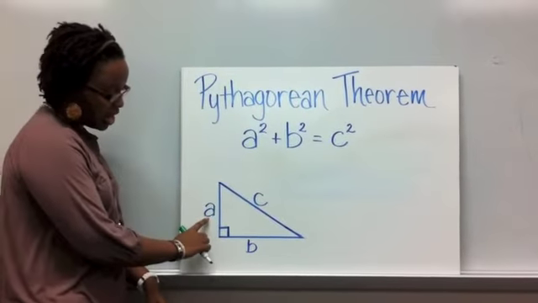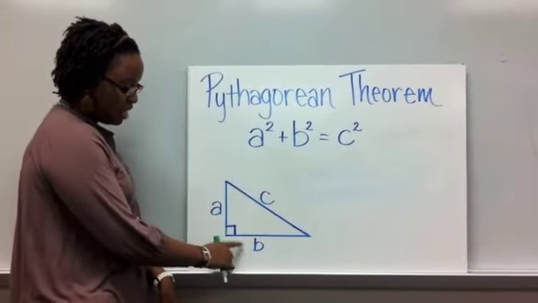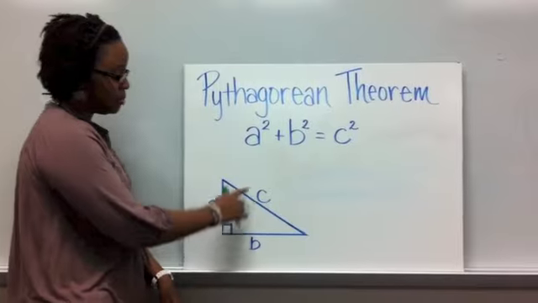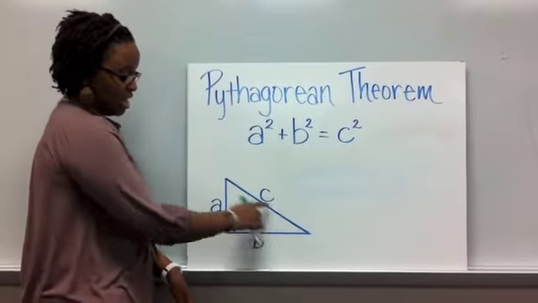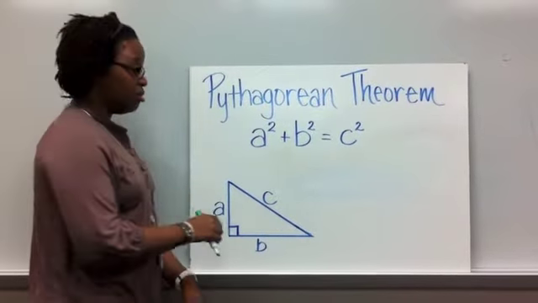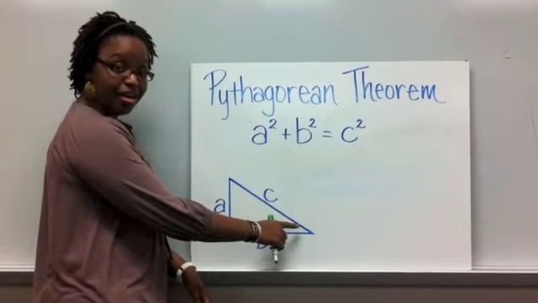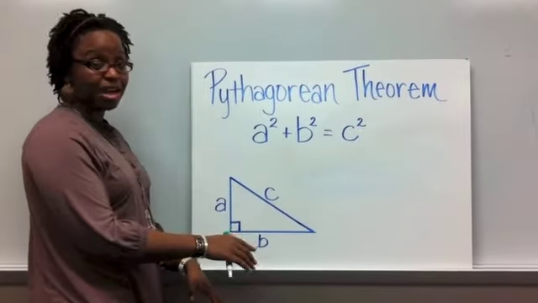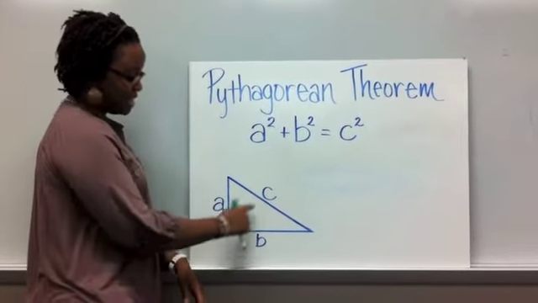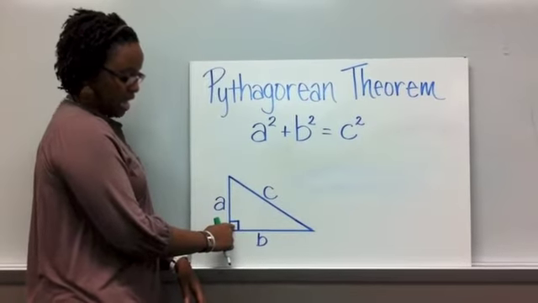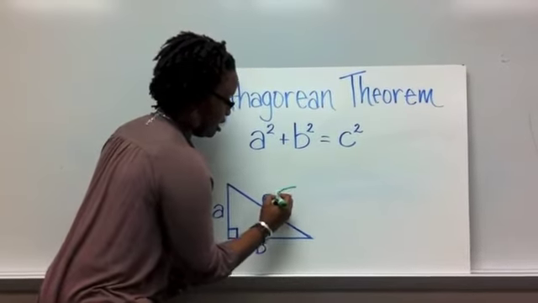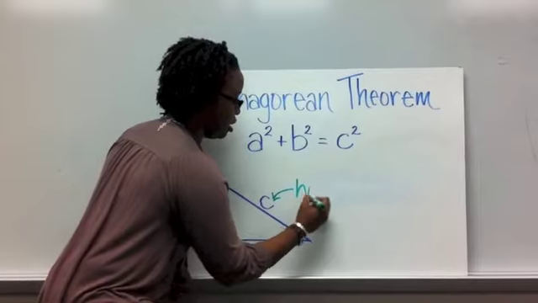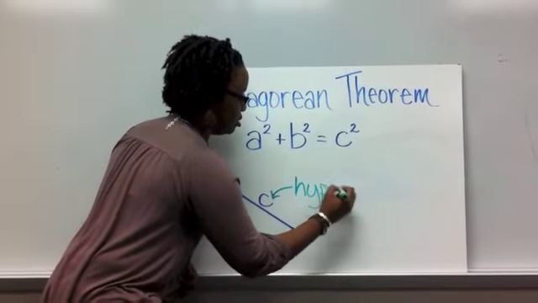You'll notice on the right triangle, A and B are the legs that form your right angle. C is always your hypotenuse, which is the longest side of that right triangle. It's also the side that's opposite the right angle. Okay, so C is always your hypotenuse.